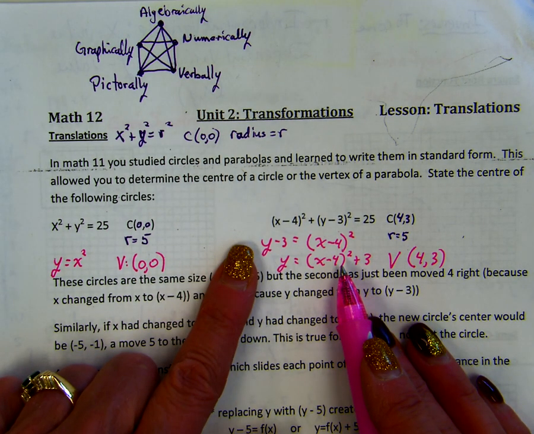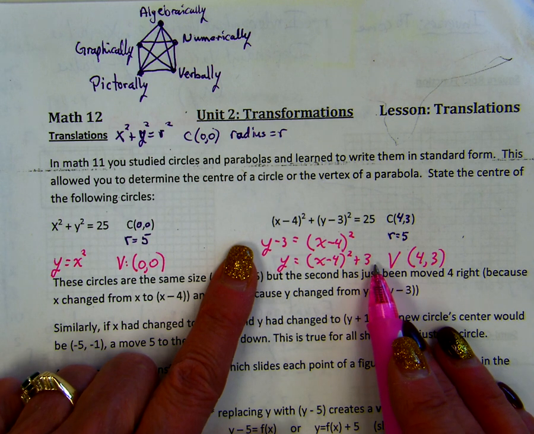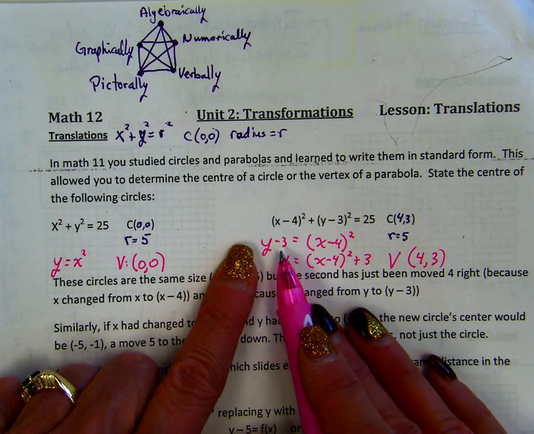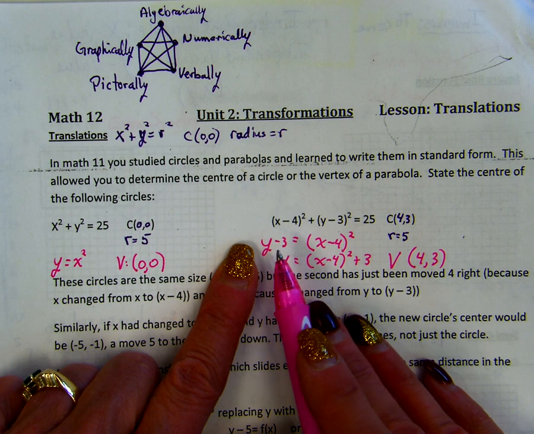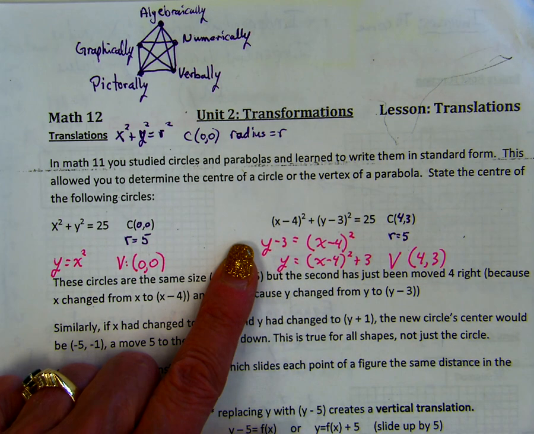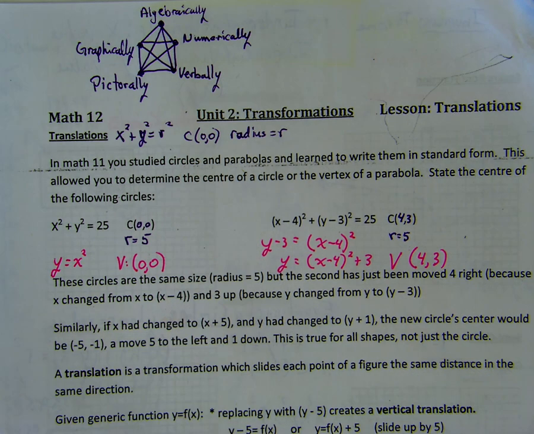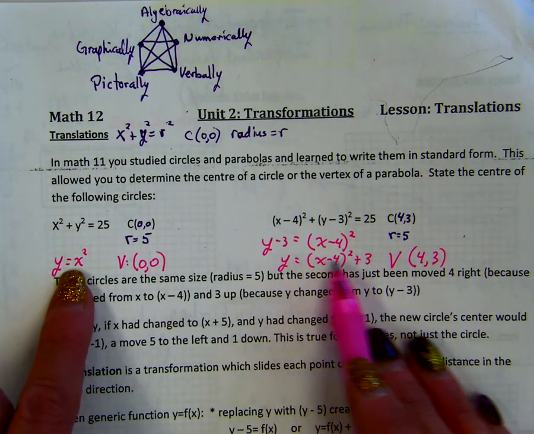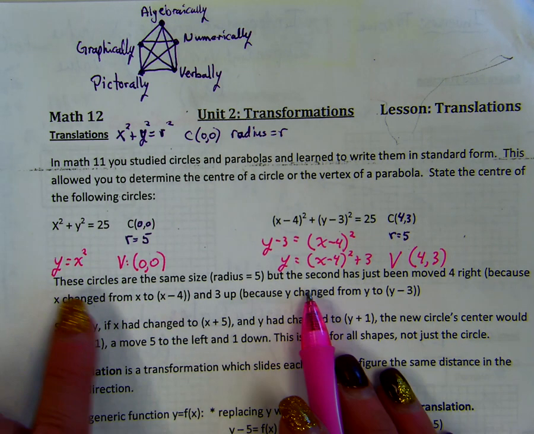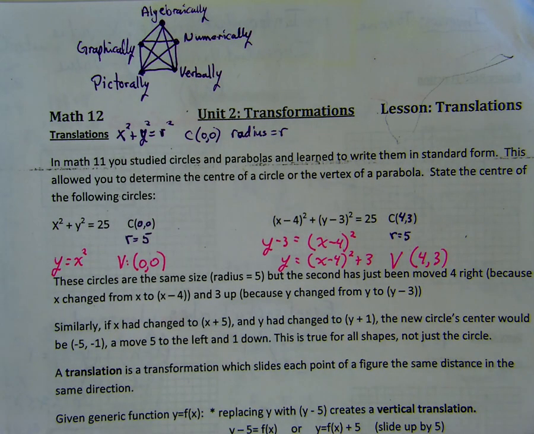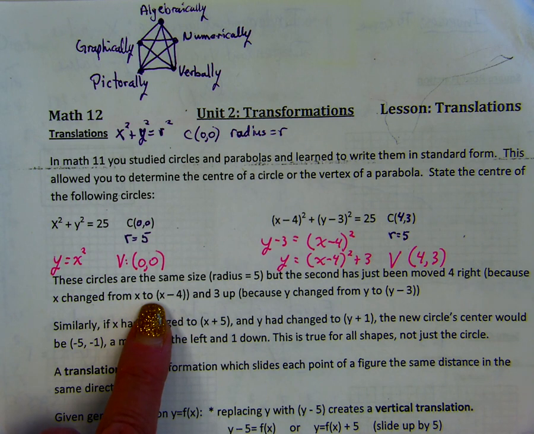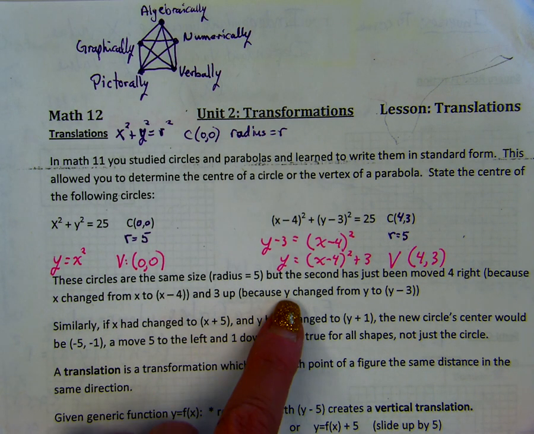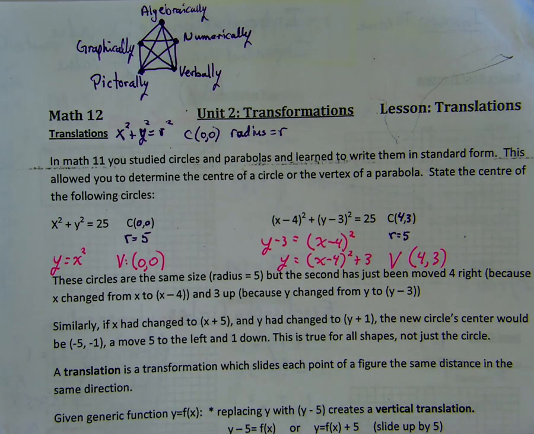Yes? When you move y minus 3 over to the left, why did the square come in? I didn't move y minus 3 over to the left. I moved negative 3 over to the right. I added 3 to both sides of the equation. Okay, so these 2 circles are the same size. This parabola has the same shape. It's just that the second one has been moved 4 to the right because x changed from x to x minus 4, and 3 up because y changed from y to y minus 3.